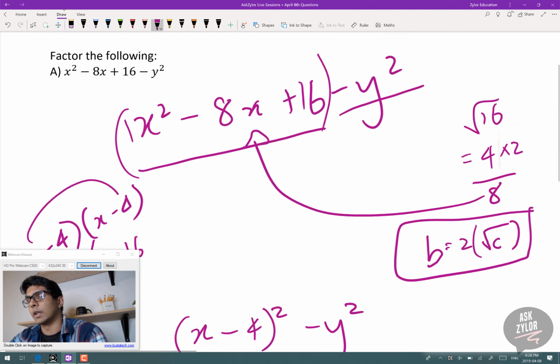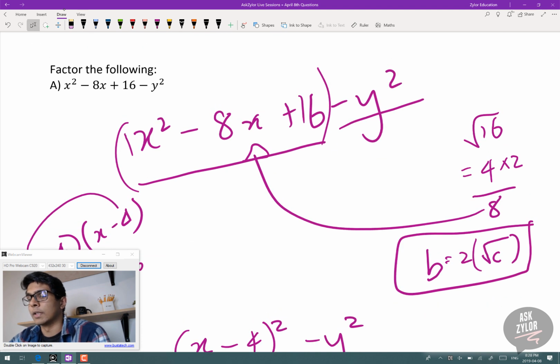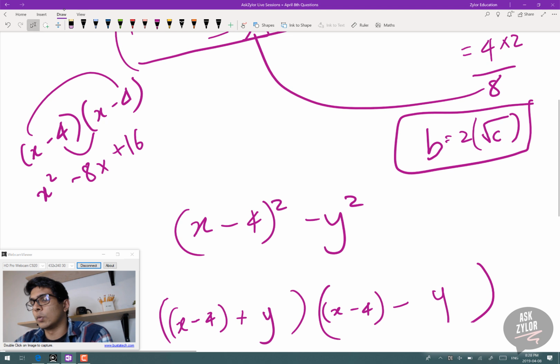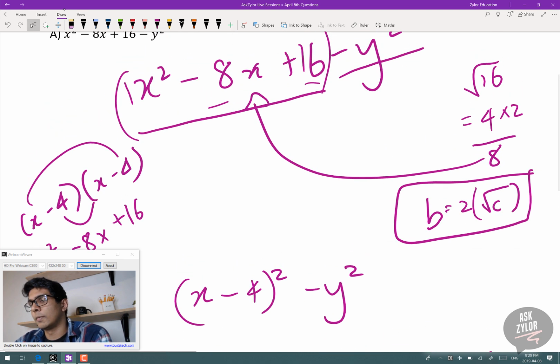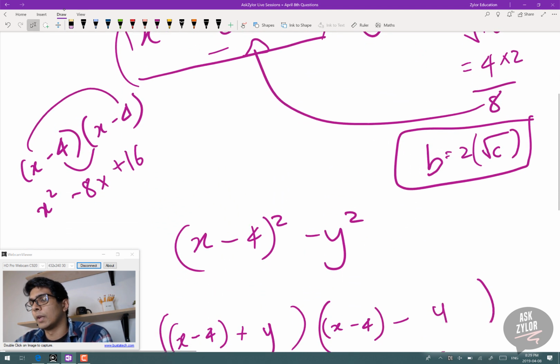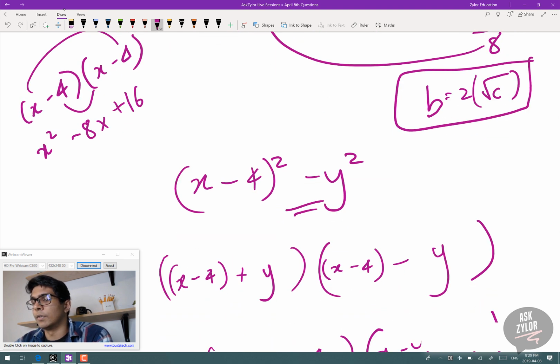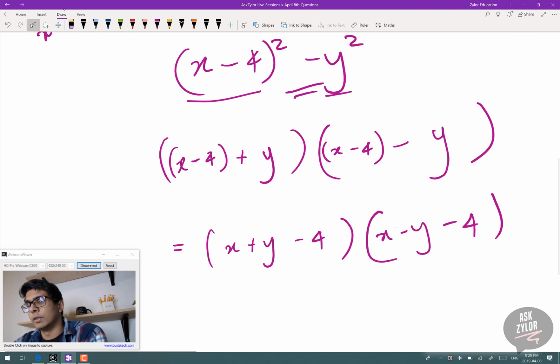Okay. So once again, just to recap, I recognize that the first three terms make the perfect square. I check that by square rooting my c value, which is 16, and multiplying that by 2 to see if that's going to give me my b value. And it did, so I know it's a perfect square, so I made x minus 4 squared minus y squared. And I noticed that it's a difference of squares, because I have a first term and a second term which are squares, and a minus sign between the two, and then I evaluated it like a difference of squares.